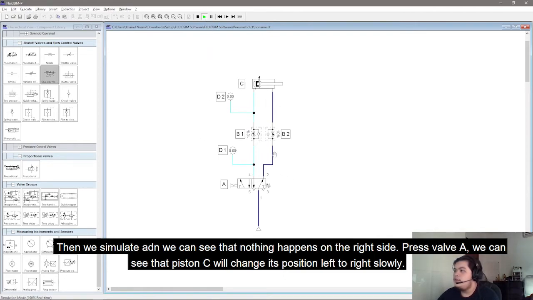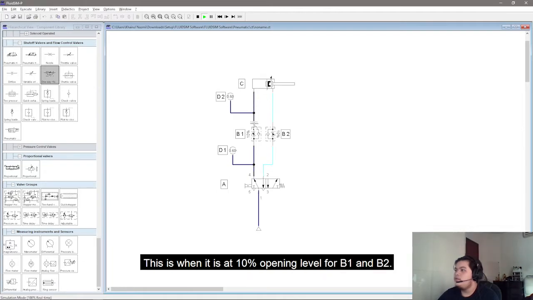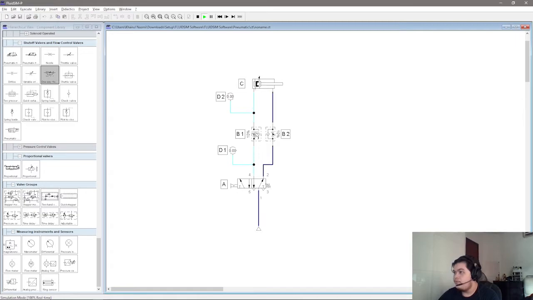We can see that nothing happens on the right side. We press valve A, and we can see that piston C, or cylinder C, changes its position from left to right slowly. Okay, this is when it's 10%. Then we stop the simulation.